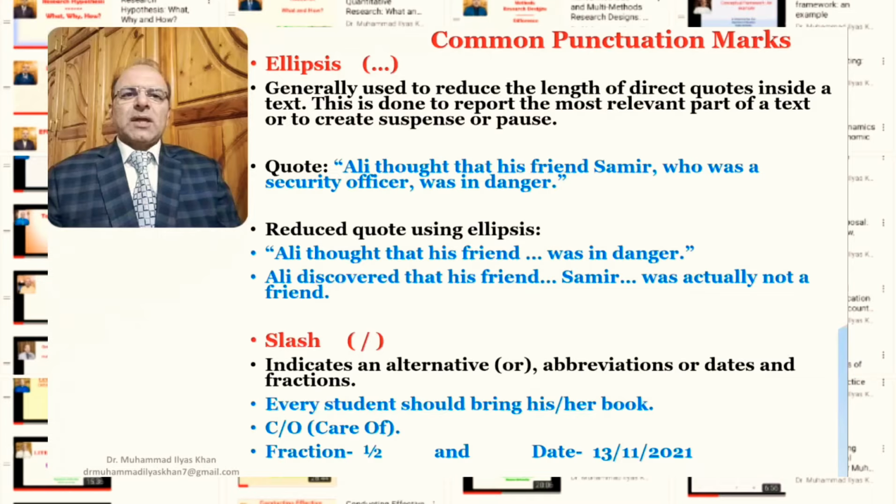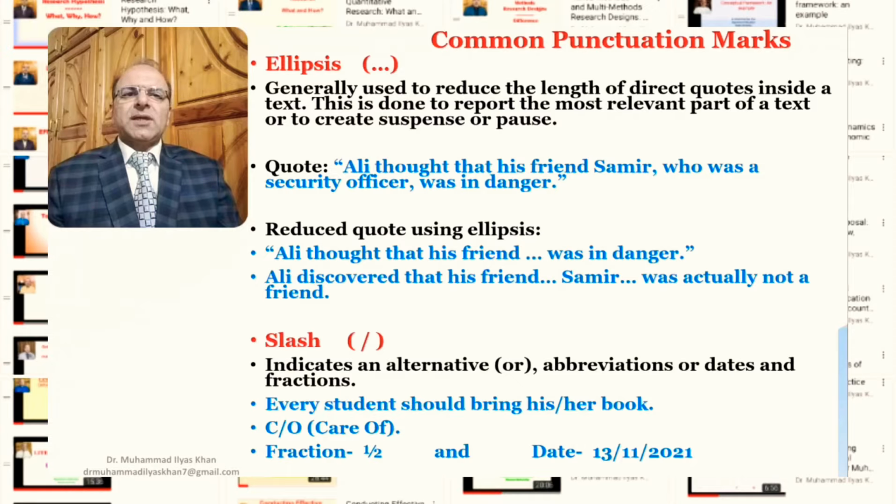So for the first one, like quote, you can just see this quote. Ali thought that his friend Samir, who was a security officer, was in danger. Now this is direct quote. Now I want to use this quote in my writing, especially in academic writing, but I do not need the whole quote to be used in my writing. So in that case, I will make use of ellipses to reduce this quote. So here is the example. Ali thought that his friend, followed by these 3 dots, which is ellipses, was in danger.